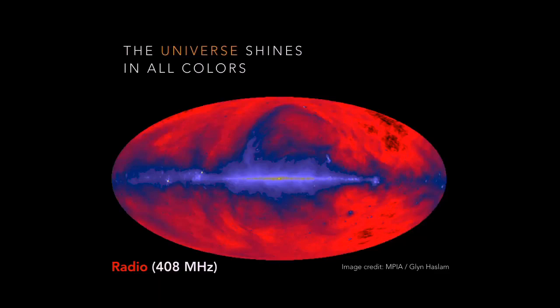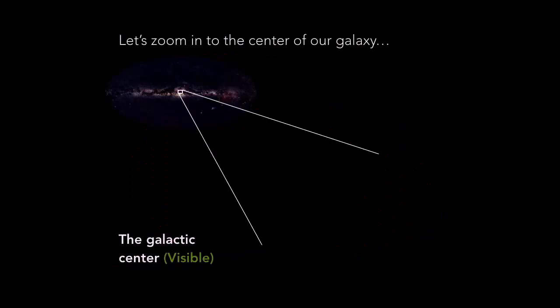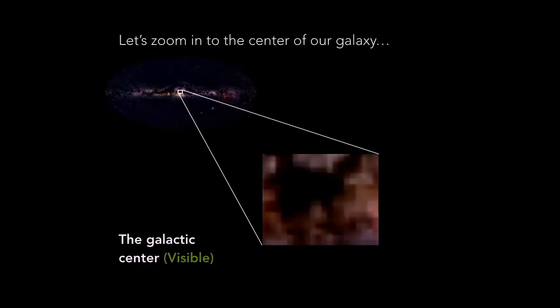So you could spend hours talking about all the rich information contained in all these images, but we don't have time for that. So let's just zoom into one particularly interesting part, which is the center of our galaxy. What if you were to do that in visible light? What would that look like? Turns out it looks something like that.